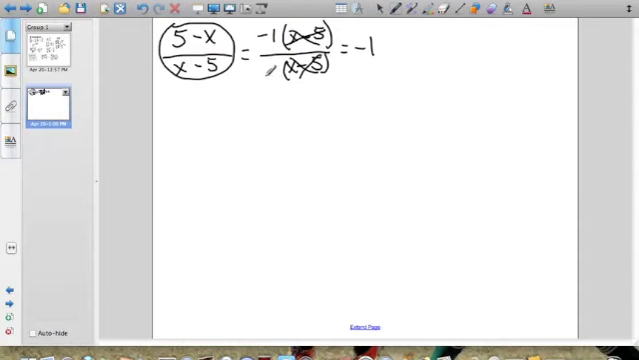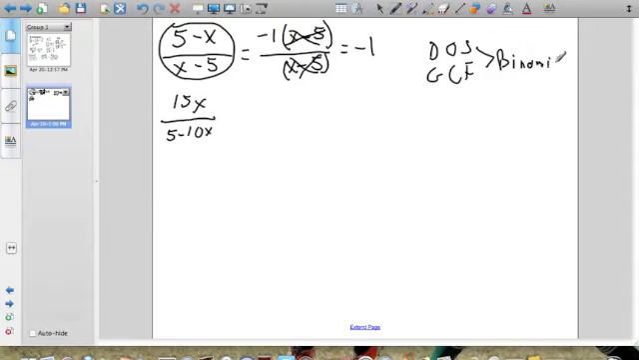All right, so let's take a look when you have to actually factor one of these. So let's look at this example. We got 15x over 5 minus 10x. Now anytime I have a binomial, I'm going to look for two things. I'm going to look for the difference of squares, and I'm going to see if I can factor out the greatest common factor. So anytime I get a binomial, that's what I'm going to look for.